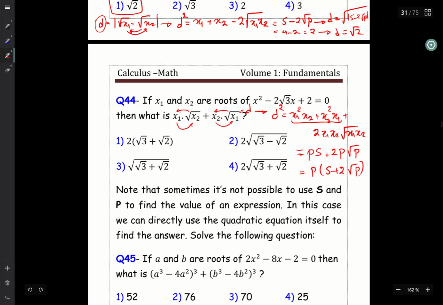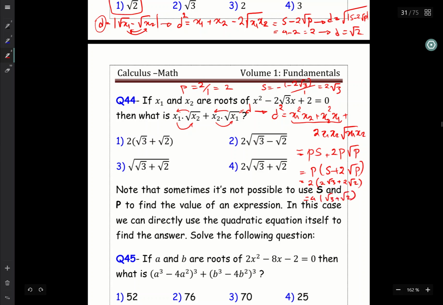Okay, so what is p s here? Minus 2 square root of 3 over 1, which is 2 square root of 3. And what is p here? Is 2 over 1, which is 2, right? So what is our d squared here? P, which is 2 times 2 square root of 3 plus 2 square root of 2, right? 2 square root of 3 plus twice the square root of p, which is 2. And we can factor out 2, so 4 square root of 3 plus square root of 2.